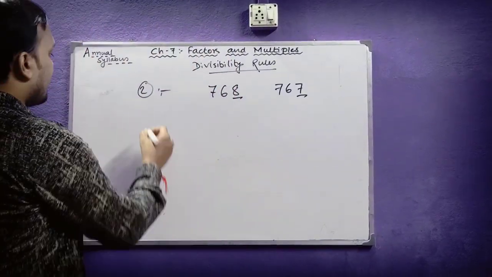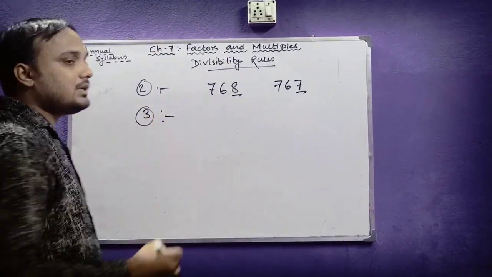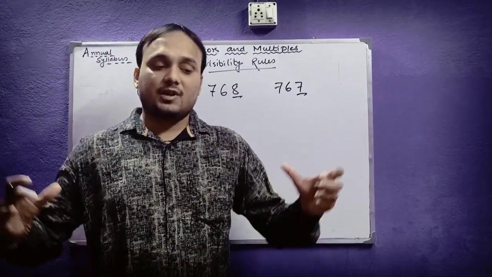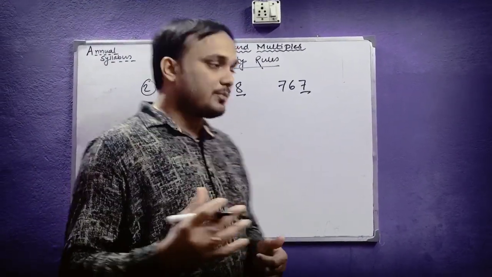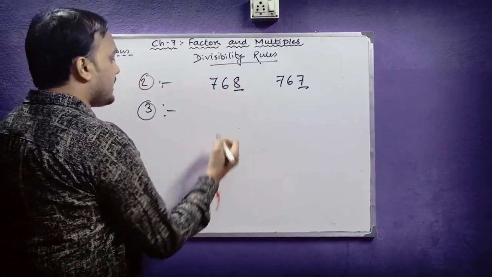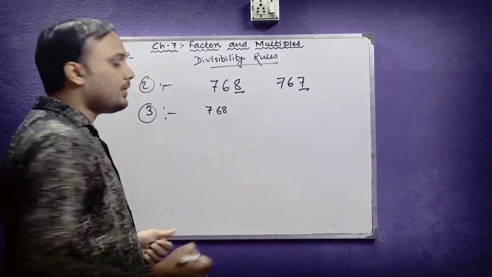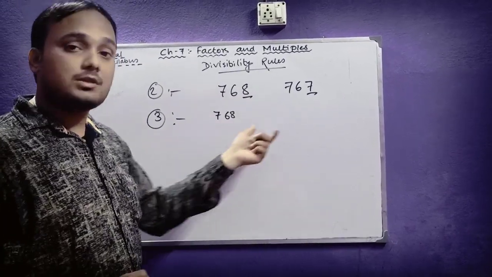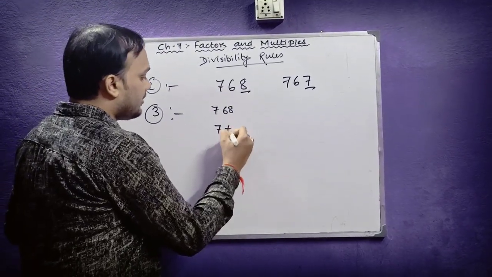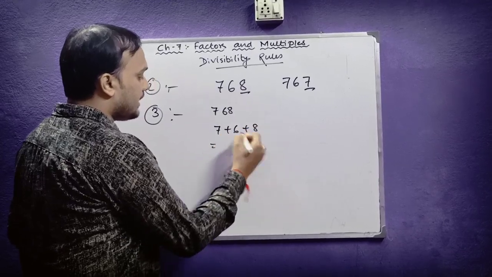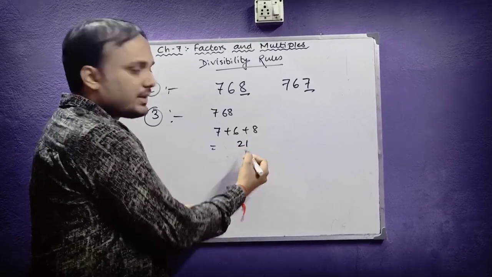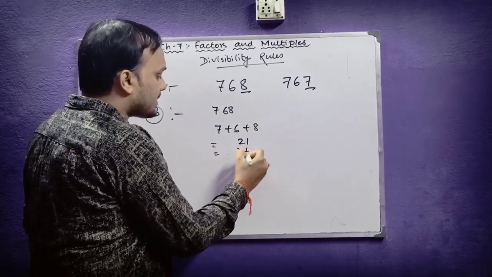Okay. The next divisibility rule is of 3. In order to know the divisibility rule of 3, you have to add all the digits. You have to find the sum of all the digits. Suppose we take the same number 768. If I want to find whether 768 is divisible by 3 or not, you will simply add all the digits: 7 plus 6 plus 8. That means 13 plus 8, 21. You can stop here or you can continue: 2 plus 1 is 3.